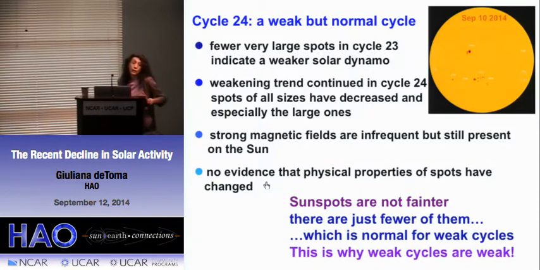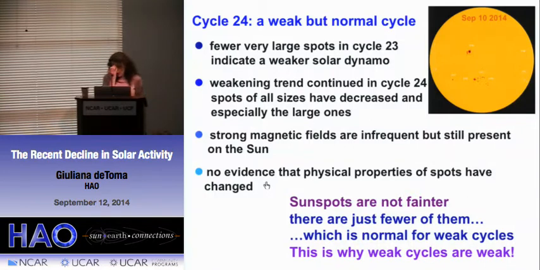And there is really no evidence for a change in the physical properties of spots at this point. So we don't think sunspots are getting fainter. There are just fewer of them, which is normal for a weak cycle, and this is why weak cycles are weak.